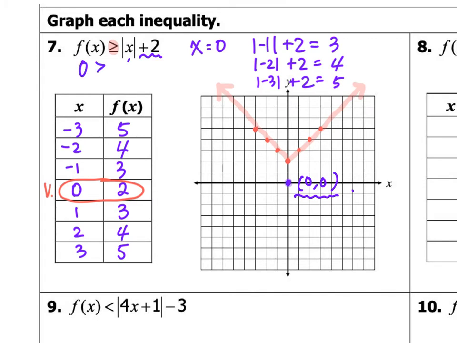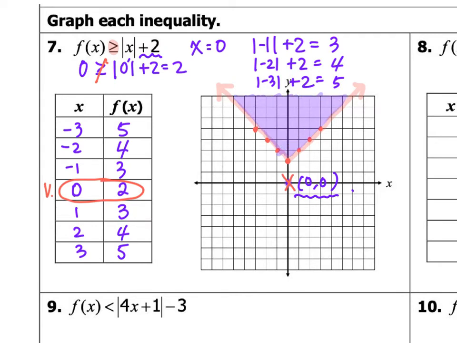So 0 is greater than or equal to the absolute value of 0 plus 2. So that is 2, right? Is 2 less than or equal to 0? No, that is not true. So we shouldn't include that point. So where am I going to shade? You're right. I'm going to shade right here, the opposite side.